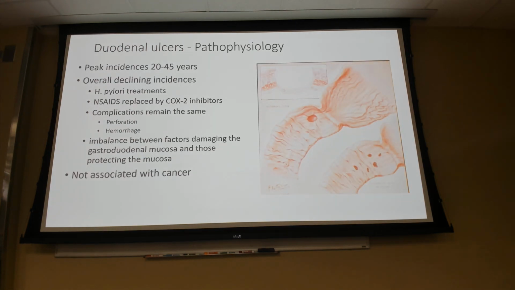So here are duodenal ulcers. These are the most common. This is typically your younger patient. Like I said, it's declining right now, but we still see it. In the military we prescribe NSAIDs for everything, so we give Motrin to everybody.